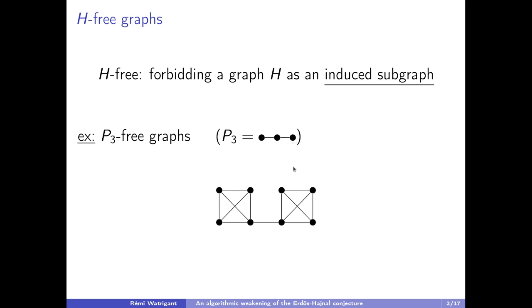So for instance, this graph is not P3-free because there are several P3s. For instance, this one in red. But if we delete this edge, then we get a P3-free graph. We cannot find an induced subgraph that is isomorphic to P3.